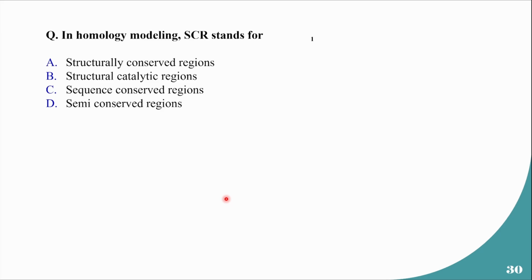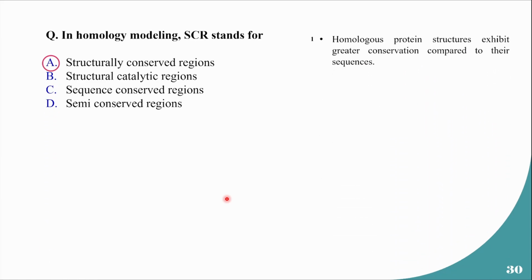So I think Professor Gromiha also went over some brief concepts regarding homology modeling. In homology modeling, what does this SCR term stand for? Any idea? So this SCR is part of homology modeling, and it stands for structurally conserved regions. Basically, an identifier of the conserved regions across these different homologous protein structures. Yeah, that is written here.